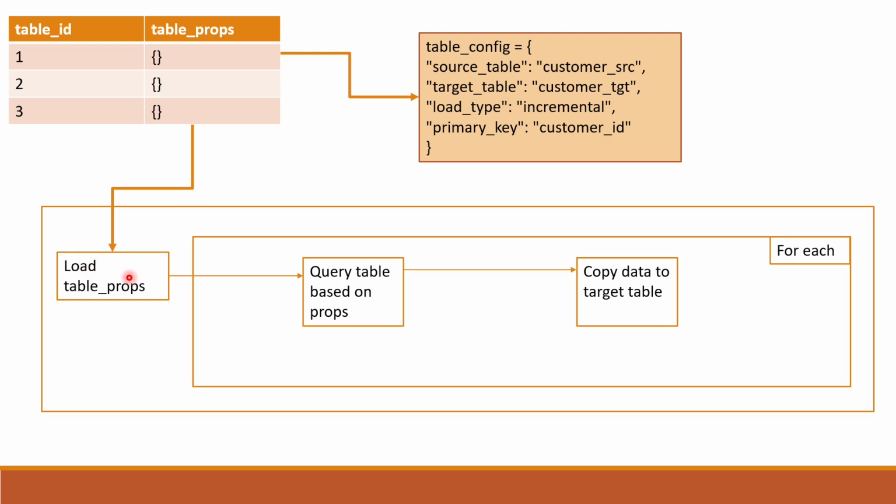Now guys, if you need to load the 101st table, do you need to make any changes in the pipeline? Just think about it. And obviously, the answer is no. You just need to make a new entry in your metadata table. Okay? So, you can easily load that table without changing anything in your pipeline.